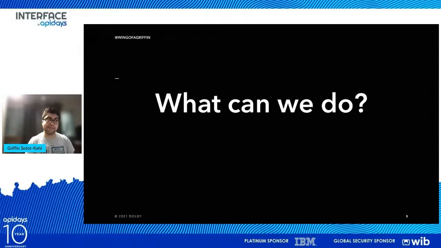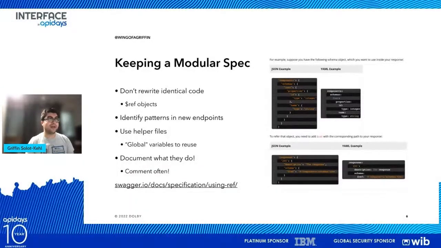So what can we do about it? The one thing that I like to start off with is keeping a modular spec, because this is a technical conference. I want to keep it in the technical world first, where it's very important to treat your specification the same way that you might treat your actual code. If you're writing the same block of code over and over again in a lot of different code files, that's inefficient. That's something that we already know. You can make that a helper function and call that multiple times instead of having to repeat the same block of code over and over again.